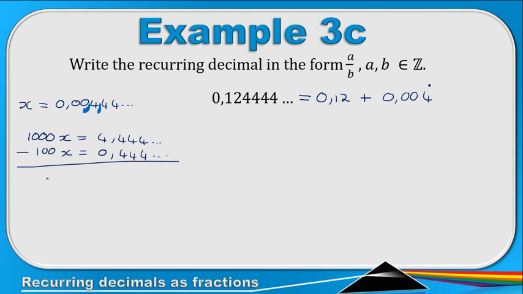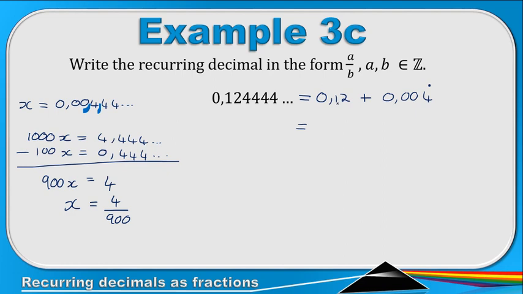So this will then give us 900x equal to, now the decimal places will cancel each other and we're just left with 4. So dividing both sides by 900, we get 4 over 900. And that is now our answer for this part, okay? Now, if we have 0,12, this is quite easy.